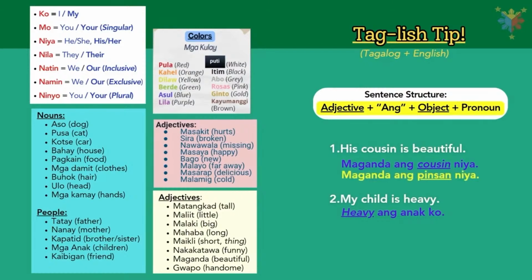Maganda ang pinsan niya. So pinsan is cousin, and this is gender neutral as well. Maganda ang pinsan niya. Or mabigat ang anak ko. Mabigat means heavy. So if you don't know a word in Tagalog, don't be discouraged. I do want you to try and use Tagalog as much as you can, even if that means having to sneak in some English here and there. And then hopefully someone will just correct you and say, oh, cousin in Tagalog is pinsan. So then you can just start saying pinsan in your sentences.